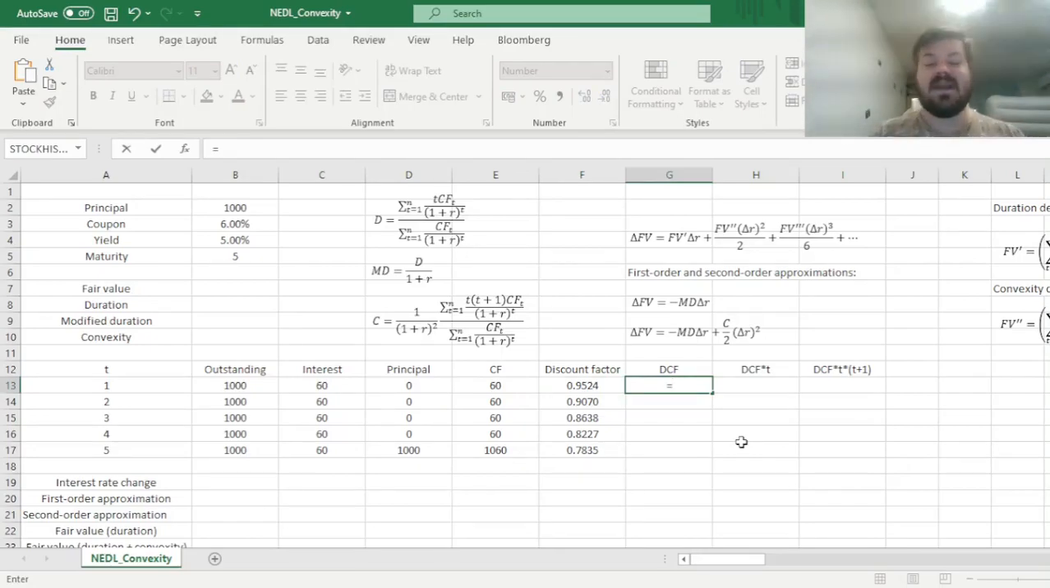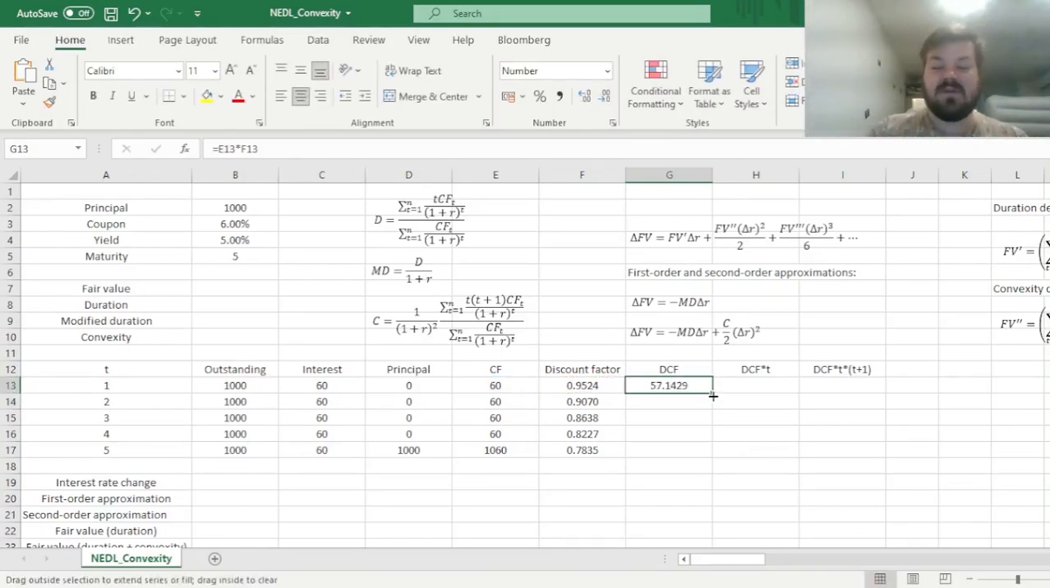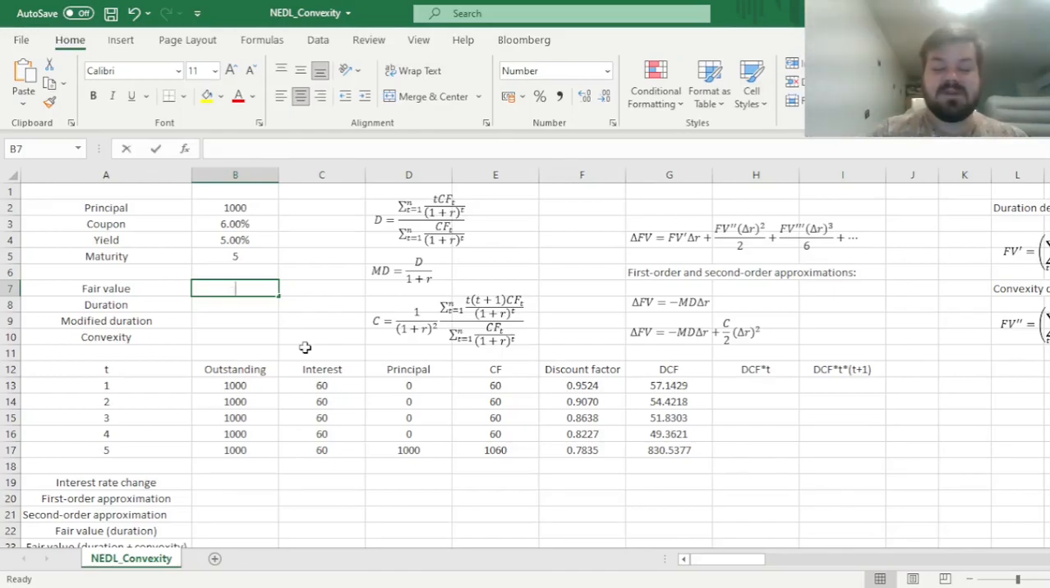And then we can discount our cash flows using the respective discount factors, multiplying cash flows onto the discount factors we just calculated. And that would allow us to calculate the fair value of the bond, or the expected market price this bond would trade at, using just the sum of our discounted cash flows.